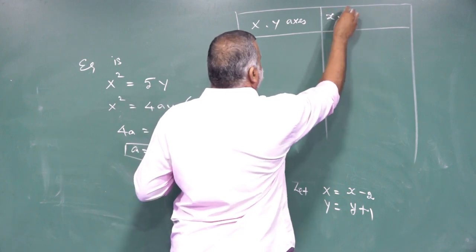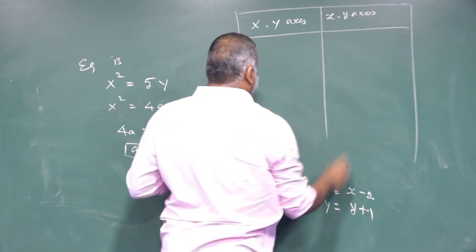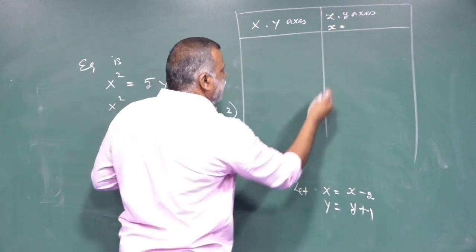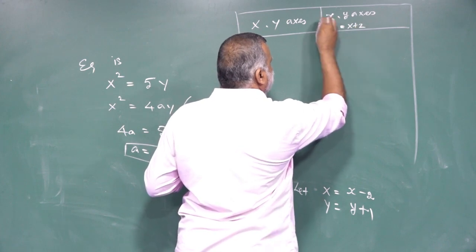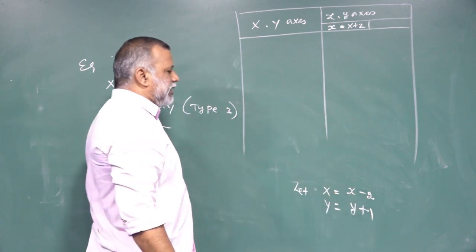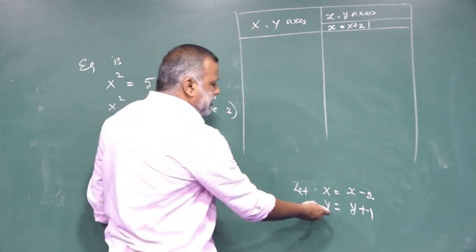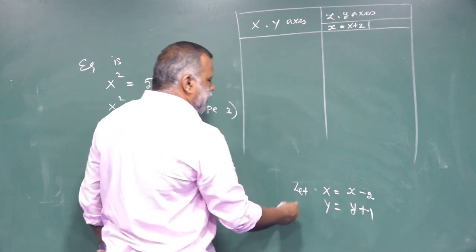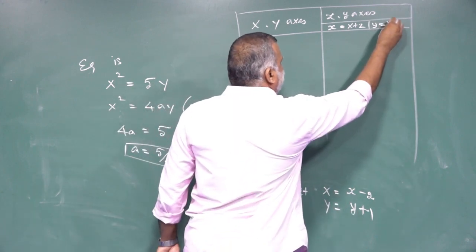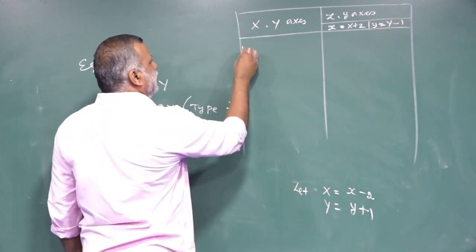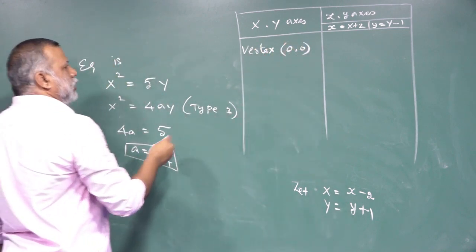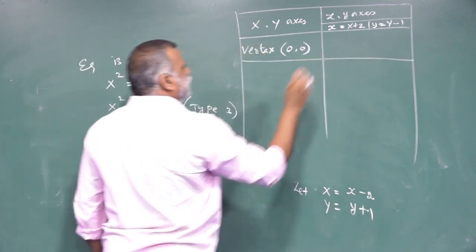This is reference to the capital X, Y axis. This is reference to the small x, y axis. See here, capital X equal to x minus 2. Therefore, small x equal to capital X plus 2. Use this logic. Capital X equal to x minus 2, convert this side: small x equal to capital X plus 2. In the same way, capital Y equal to y plus 1, convert to the same side: small y equal to capital Y minus 1. Then find the vertex for type number 3: 0, 0. Now you have to fill this one.